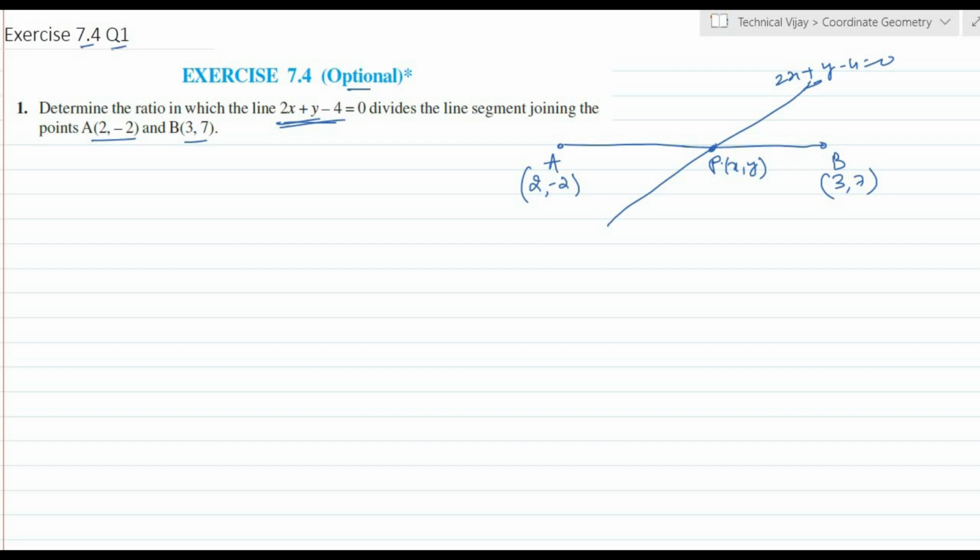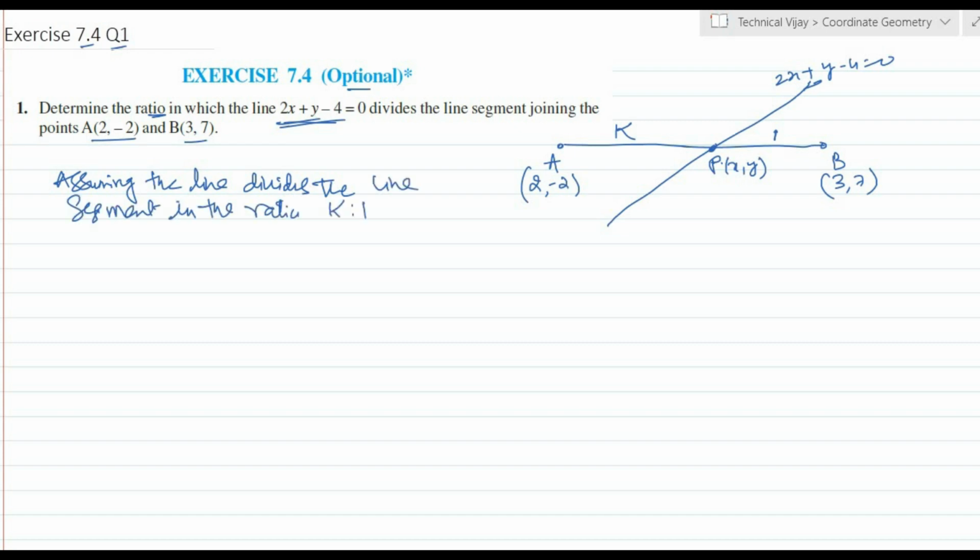So now what we have to do is find the ratio in which it gets divided. Let us call it k to 1. Assuming the line divides the line segment in the ratio k is to 1, by using the section formula we'll calculate the coordinates of this point P.